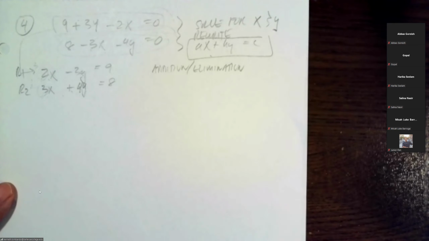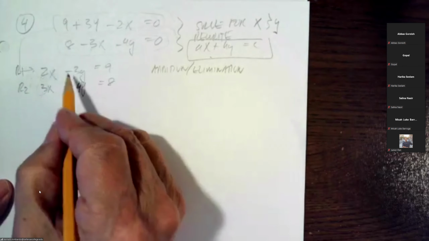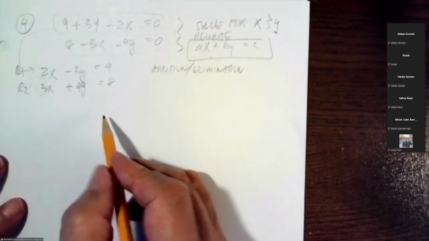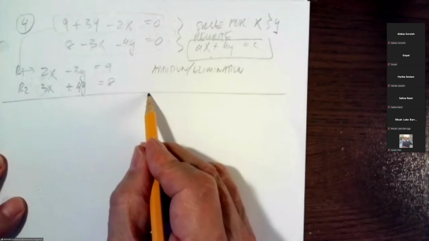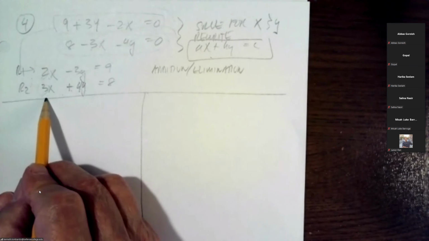How about a new volunteer? Any new volunteers with ideas on what we might want to do to eliminate these variables, either x or y? Either way should work. Well, maybe we'll do it both ways. Should we do it both ways? Let's try and eliminate x and see if that works.